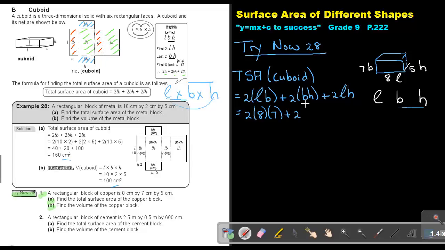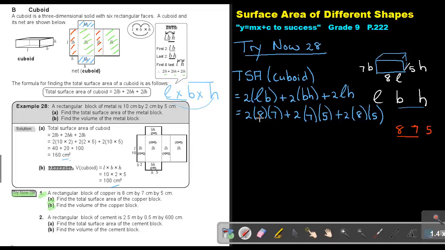Okay, I'll show you now. What is my breadth? 7. What is my height? 5. What is my length? 8. What is my height? 5. So basically what I'm saying is if you were writing the values, the length was 8, and the breadth was 7, and the height 5. Let me just redo that one, I just want to bring it closer.